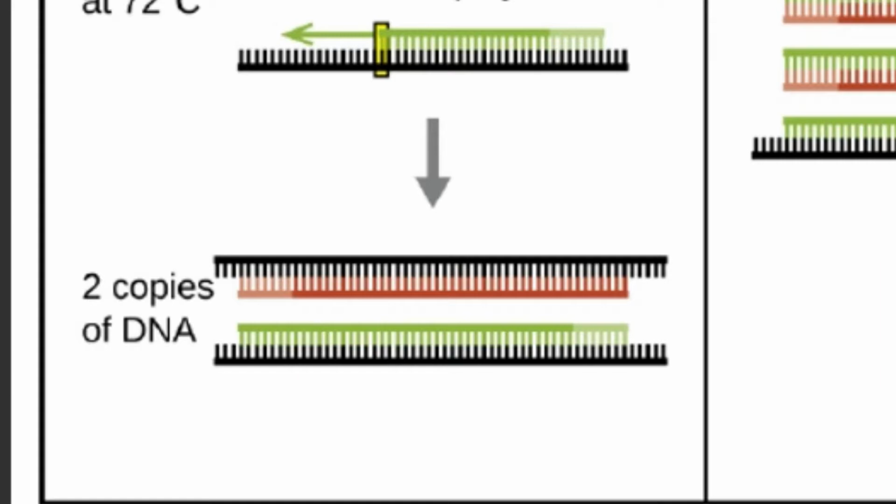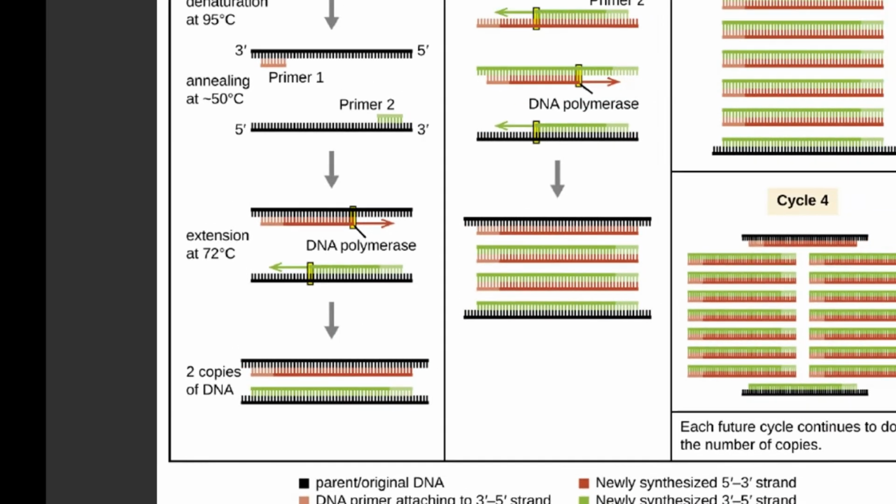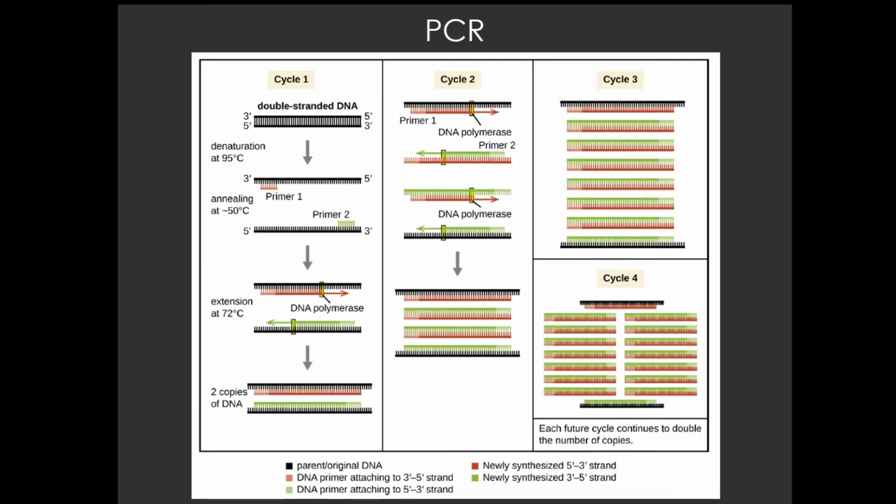And then you just keep cycling that process over and over and over again until you have billions of copies of DNA. In addition to needing that thermostable DNA polymerase, PCR needs a machine that can move this experiment through these temperature profiles quickly and precisely so that you can get as much DNA as possible.